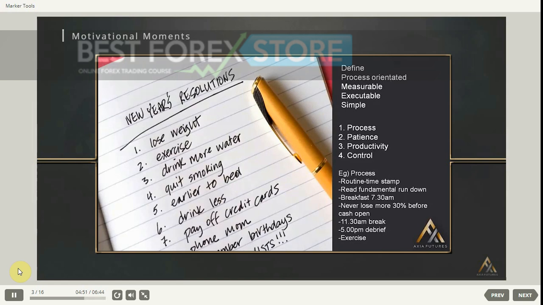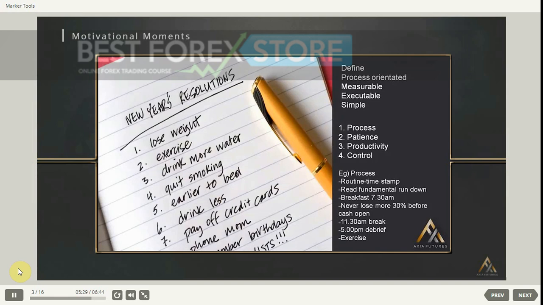Then I need to read the fundamental rundown. I need to have my breakfast at 7:30 a.m. I need to ensure I never lose more than 30% of my allocated capital before the cash open. I need to take a break at 11:30 a.m. I have to do a debrief come 5 p.m. And I need to do some form of exercise during the day or at the end of the day. Now, if I achieve all eight of these step-for-step, process-orientated mini goals, ultimately I give myself the big tick, which is: today you achieved your goal of process.